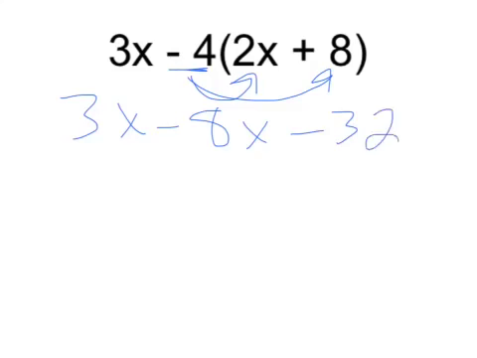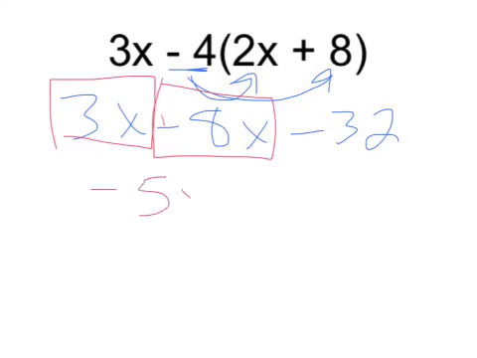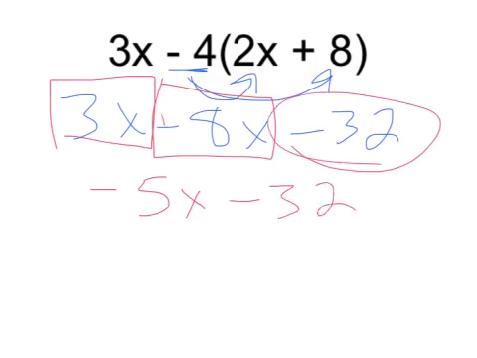Okay, once we distribute, then we need to combine like terms. So when we combine like terms, remember we have to have the same variable and exponent. So we have 3x here, minus 8x here, and then we're going to combine those. So we get 3x and then add a negative 8x to that, or combine them, and we get negative 5x. And then we have a constant of 32, and we're going to write that down as minus 32.